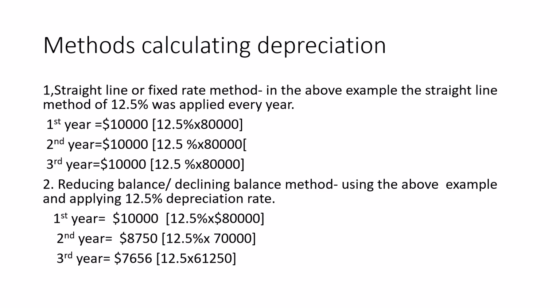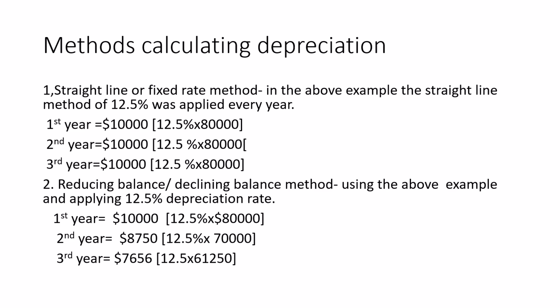Then, because it is declining, the second year we shall have $80,000, which is the depreciable base, minus the depreciation for the first year, which is 10,000. So we get 70,000. So it has already declined. So we shall apply 12.5% to 70,000, where we get 8,750 as the depreciation for the second year.